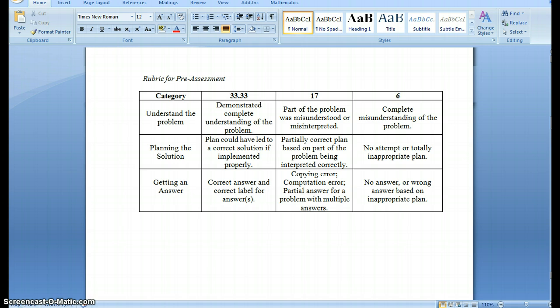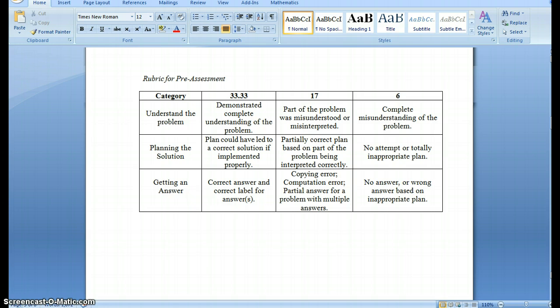Alright, last row on my rubric: getting the answer. The first part there is correct answer and correct label for answering. I think correct labeling is very important because a lot of our kids just put the answer down. They don't label. I always say how many chickens or how many pigs, and they have to put labels down, like 6 meters squared or 6 meters. They need a unit. I could be talking about chickens all day long, and they would never know.